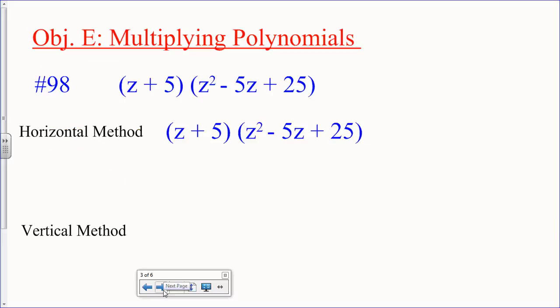Okay, we're going to start off by multiplying a binomial times a trinomial. I'm going to show you two different ways to do this. I don't care which way you do it. It's not going to be specific on the quiz. It's not going to say you must do it this way.